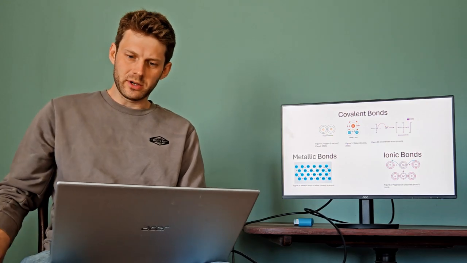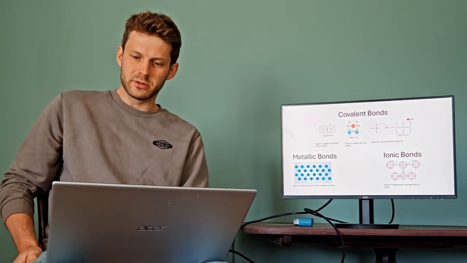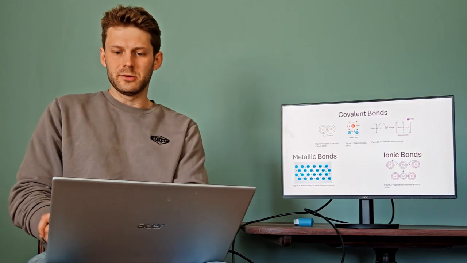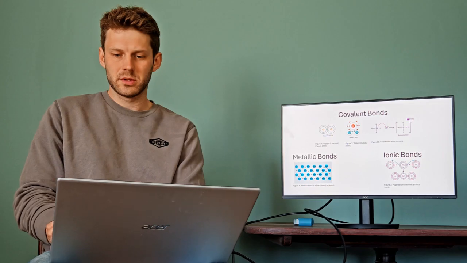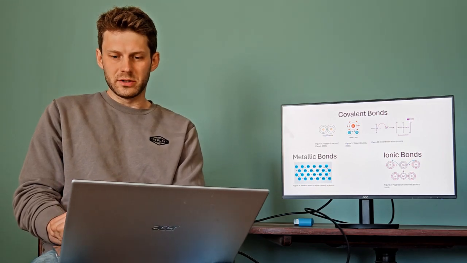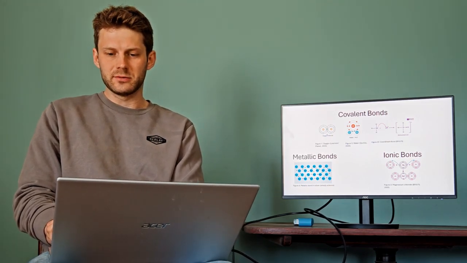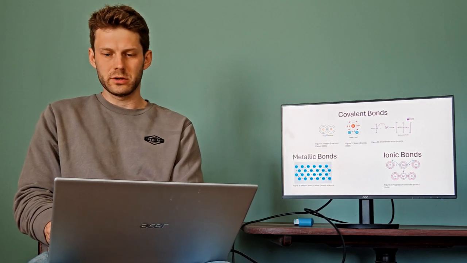And also we have ionic bonds, which happen between non-metals and metals, and they form when there's a high electronegativity difference between the atoms, and an electron is transferred from one atom to another to form positively and negatively charged ions.